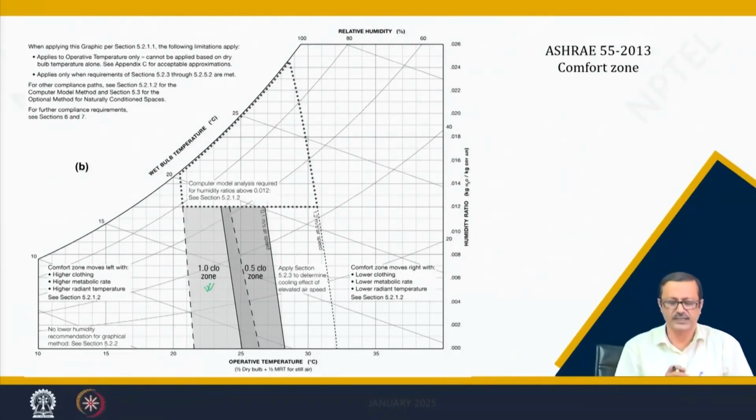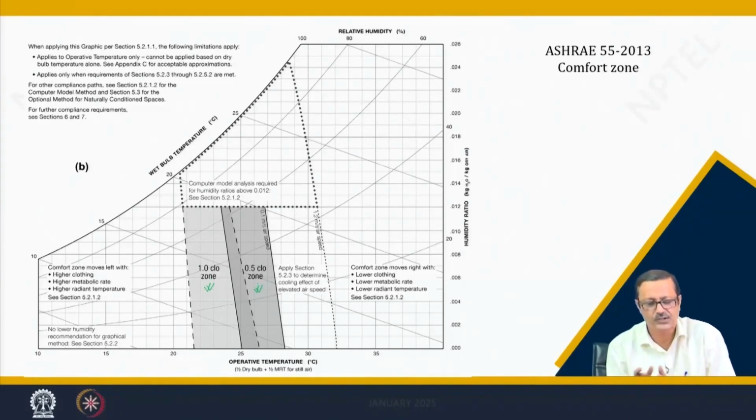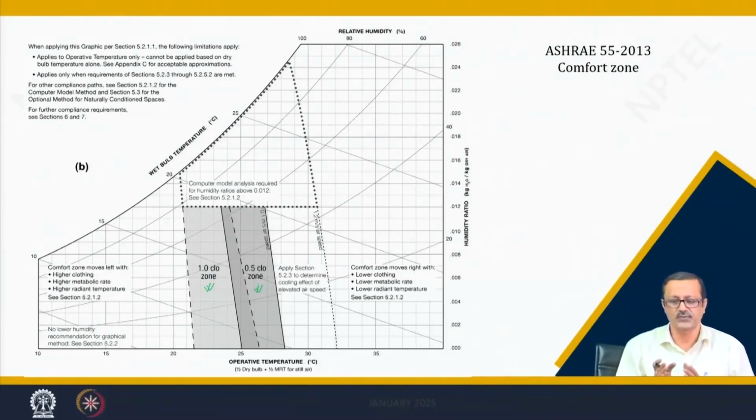So, it's normal kind of clothes, and there is a little less, 0.5 clo zone, and these two are basically 2 clo zones. So, if you have a little bit of heavy garment or so, then the first shaded area will be the comfort zone, which operates maybe from 22 degrees to 26 degrees or so in the DBT, sorry, not DBT, operative temperature.